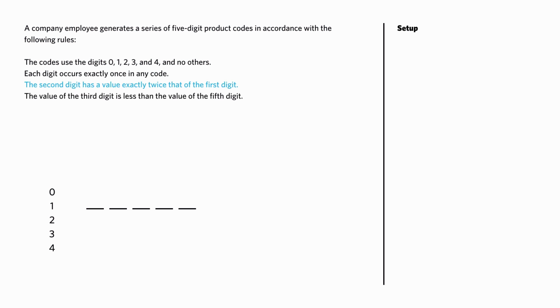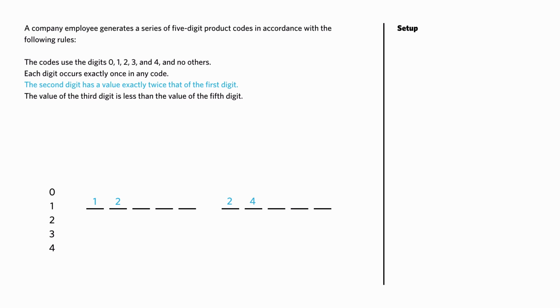The third rule tells us that the second digit must be twice the first. There are only 2 ways that we can satisfy this rule. The first digit can be 1 and the second digit 2, or the first digit 2 and the second digit 4. We can split our diagram into 2, a strategy called framing, in order to represent these 2 possibilities.